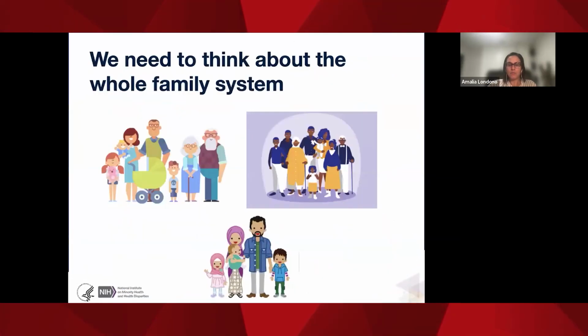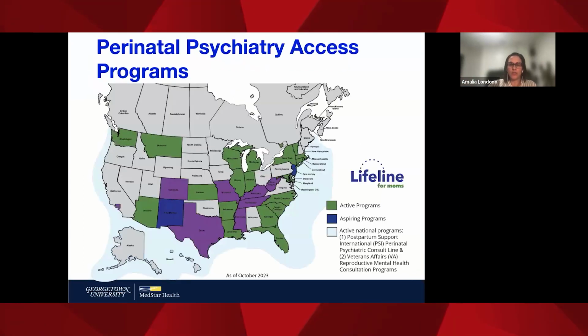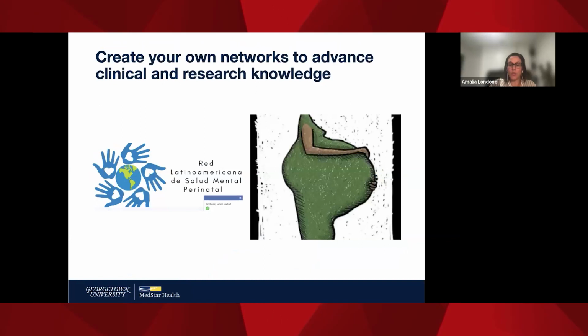And what I'm trying to do is really integrate these things. And I'm doing different lines of work at this point, including integrating mental health into obstetrics, integrating mental health into the NICU, thinking about global mental health disparities and integration of perspective and resources. And this is one of the interventions, the ones that I was telling you, system level integration, to be able to address this integration. And if you want to read about it, the psychiatry access programs are pretty cool.